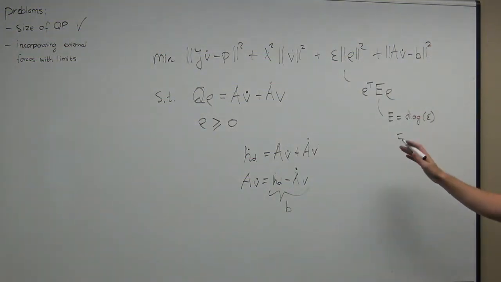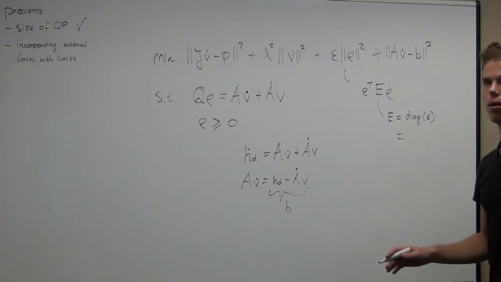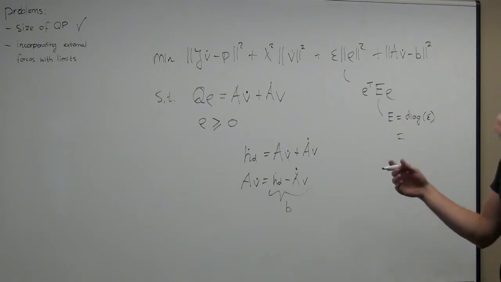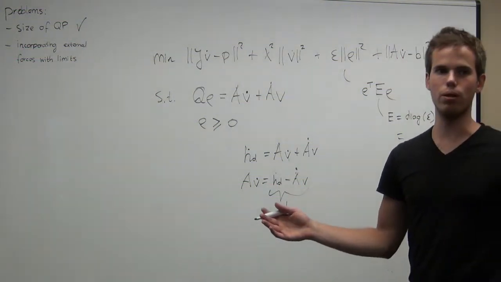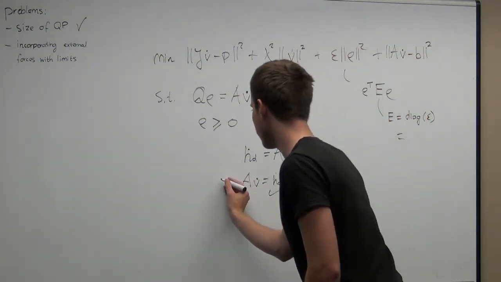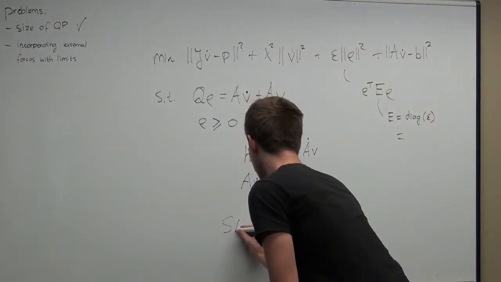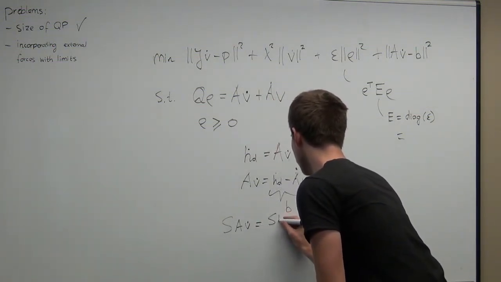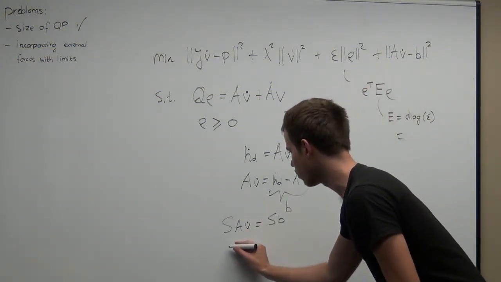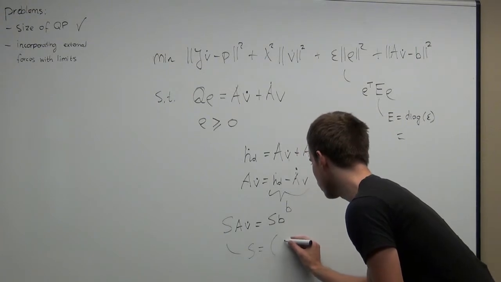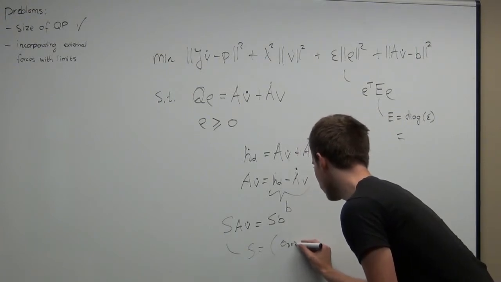And if you only want to achieve, for example, a rate of change of linear momentum constraint, you can do the same trick that we did for the joint motion constraints, and just pre-multiply by an s. So s a v dot equals s b, where, for example, for linear rate of change of momentum, you get s equals 0, 3 by 3 by 3.